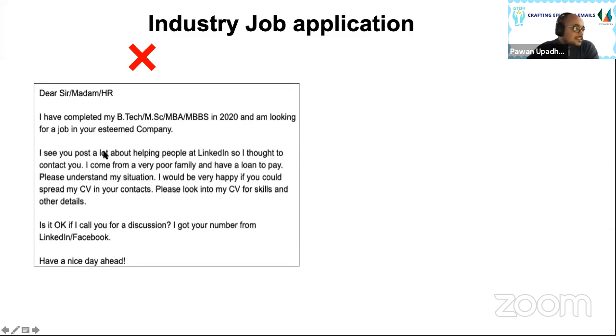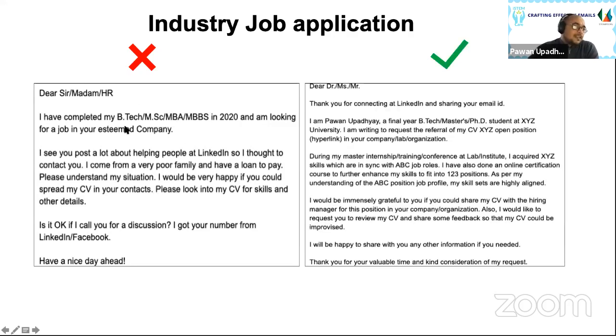So many flowery words. And then you say you post a lot, and I thought to contact you. And then they'll describe, I'm very poor, or I don't have a job, I have a loan to pay. Please understand my situation, as if I'm their boyfriend or girlfriend. And then they will say, okay, please take my CV, and can I call you for a discussion? This is like suicide for a job. You don't want a job if you write like this.